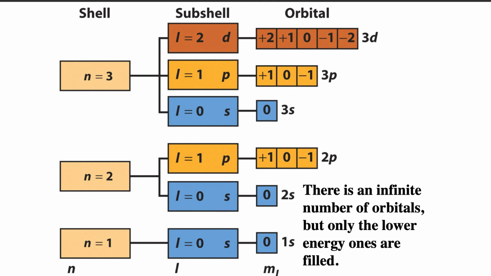We can also depict it this way. So here's our first shell, our second shell, and our third shell. And again, L equals 2. That gives you M sub L of plus 2, plus 1, 0, minus 1, minus 2, 5 d orbitals.